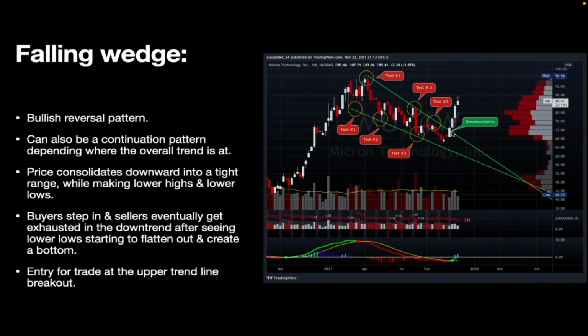Obviously you'd want to wait for confirmation also, so it'd be after this weekly candle closes. So after your first one, your entry would have been on the second candle right here.